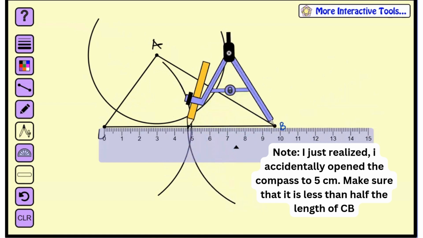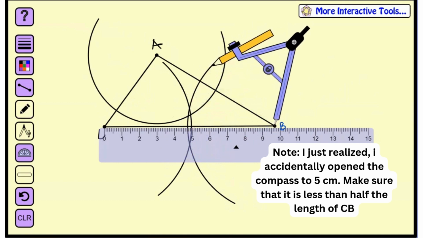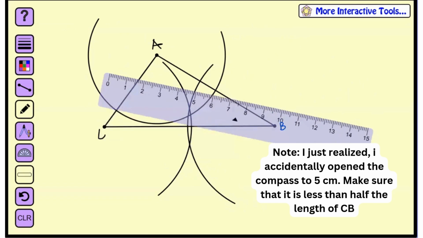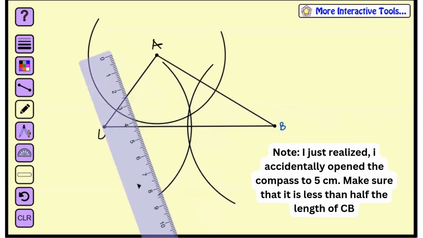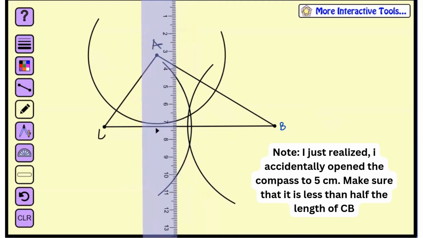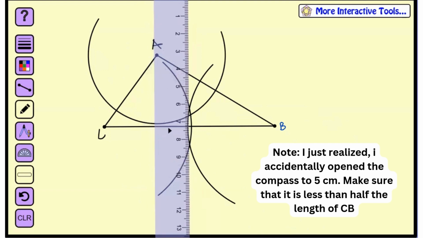So that's also going to be like this. So now once you've drawn the arcs, we're going to use the ruler to draw the line that passes through the intersection of these two arcs. This is our perpendicular. This is our perpendicular bisector.